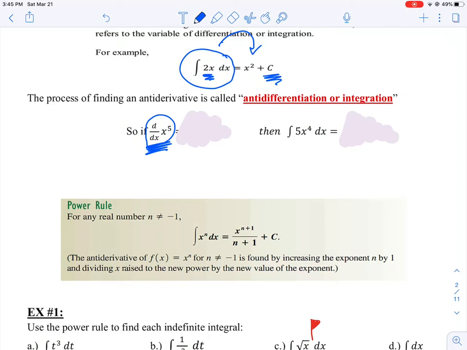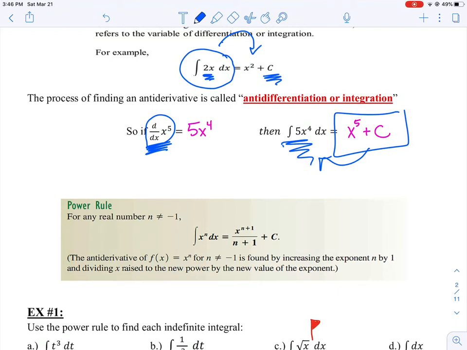If I ask you to find me the derivative of x to the fifth, I could really say the derivative is 5x to the fourth, right? So that means if I reversed it and said, hey, find me the integral of 5x to the fourth, or the antiderivative, well, what original function has a derivative of 5x to the fourth? Well, isn't that my x to the fifth? But actually, x to the fifth plus c, because any constant could be back there and still have a derivative of 5x to the fourth. So my antiderivative would be x to the fifth plus c.